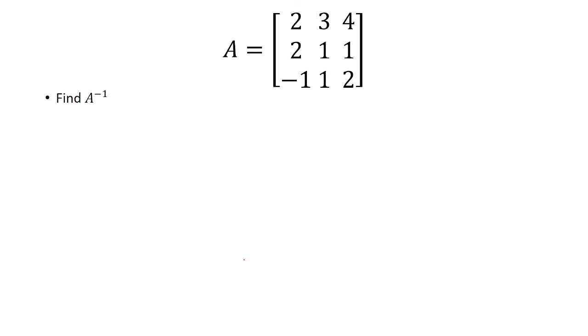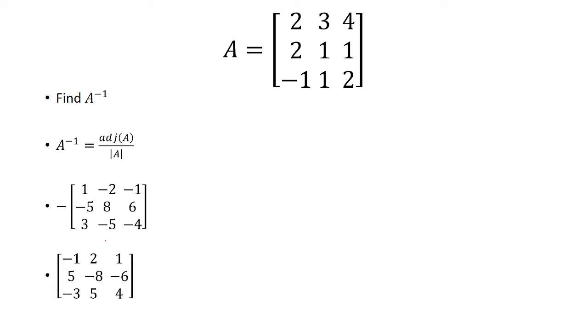Now we want to find the inverse of A. So we want to use the formula that the inverse of A is the adjoint of A over the determinant of A. Good thing is we calculated both of these previously. Recall the determinant of A is negative 1. So 1 over negative 1 is just negative 1. And then the adjoint of A we just calculated. So we're just going to change the sign of everything inside here. And so this is our inverse.